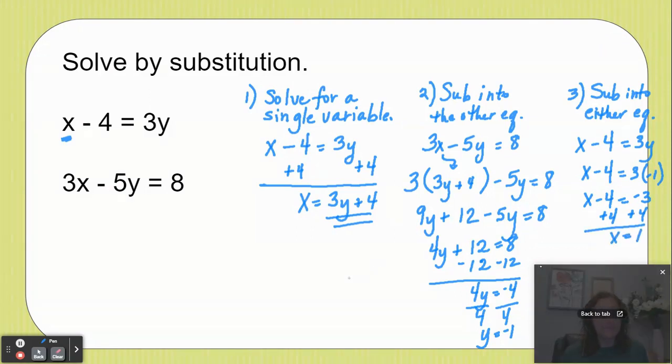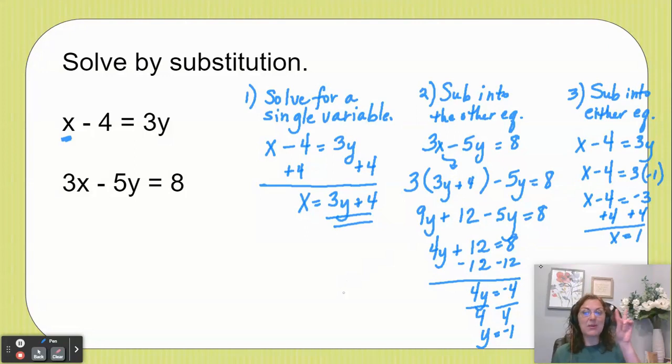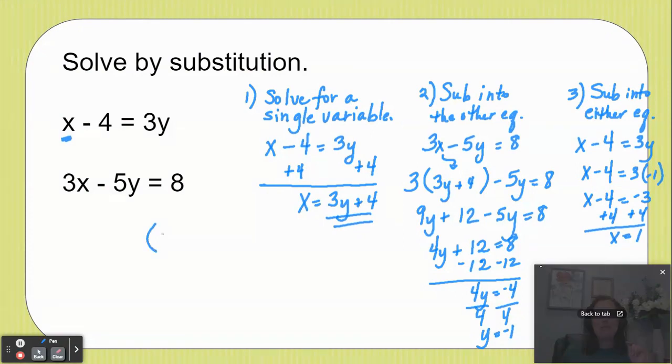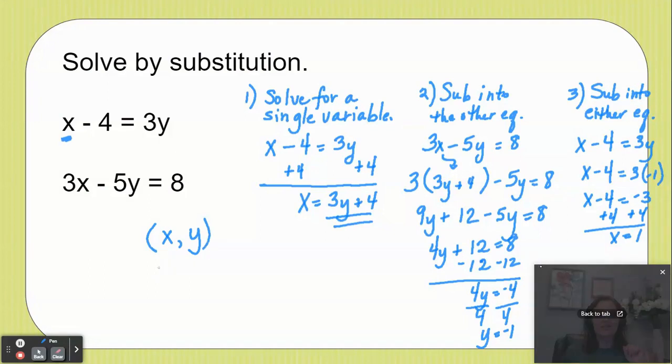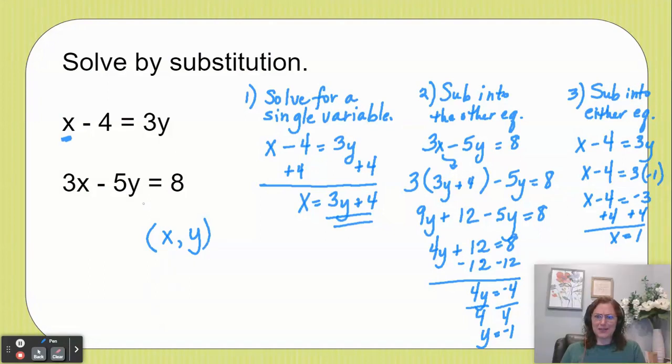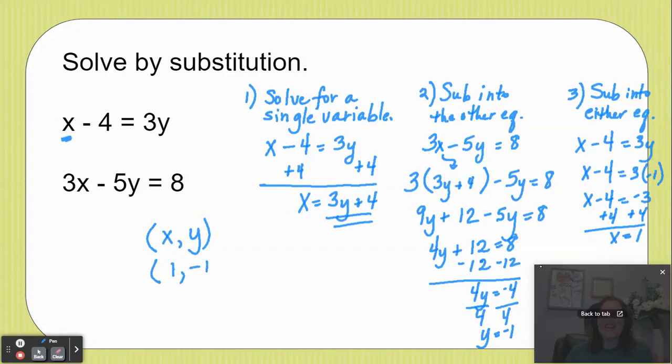Now I have both the x value and the y value for my solution, and I just need to write it in an ordered pair. So remember, our ordered pairs go in alphabetical order, x, y. Sorry about my video there, not sure what's going on with that. And that will give me 1, negative 1.